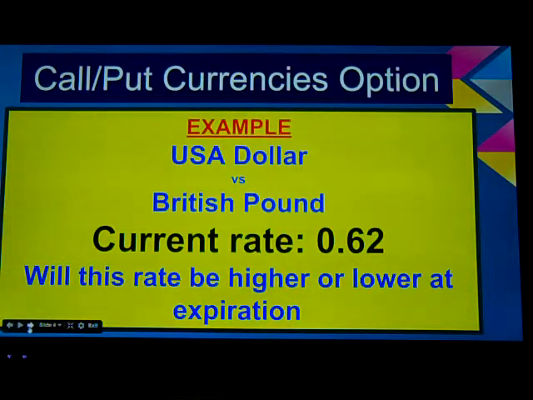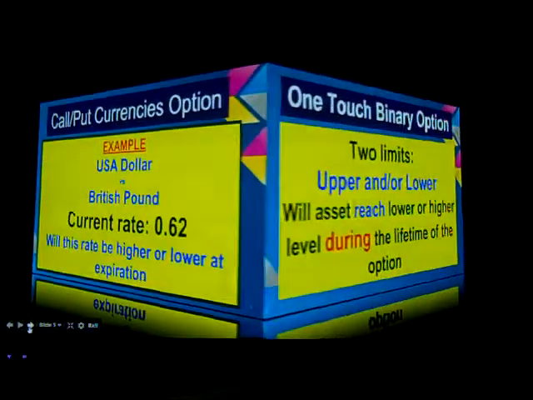What you're going to predict is, will this rate be higher or lower at expiration? Higher would mean that the dollar is now stronger, and with $1 you can buy 64 or 65 or 66 cents of the pound. And if you're going to be predicting that it's going to be lower, what you're going to be saying is the dollar is going to be not as strong. It's going to be a lower value than the current value, for example 56, 58, 59, whatever, which means that with $1 you would be able to buy less cents, and that indicates a decrease in its value. So that's the call put currency options.